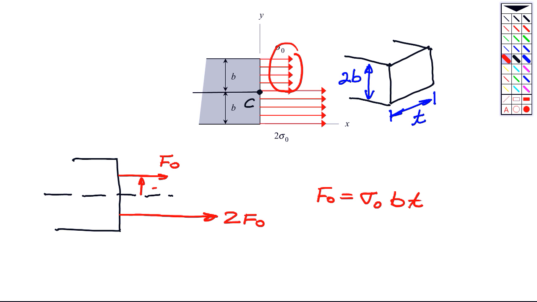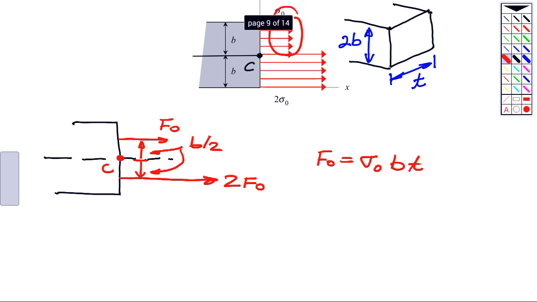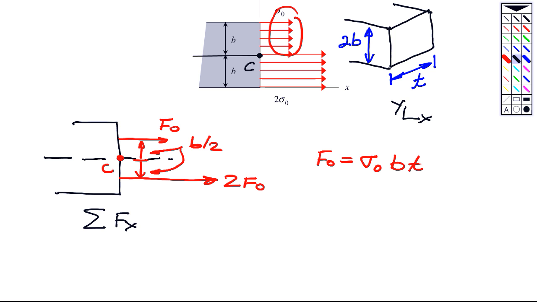So this dimension here is b over 2, same for here. C is the center of the beam. So on the cross-section, if I make this x and y, summing forces in x on the face gives me F naught plus 2 F naught. So that gives us a total resultant force of 3 F naught, which is equal to 3 sigma naught b t on that face.